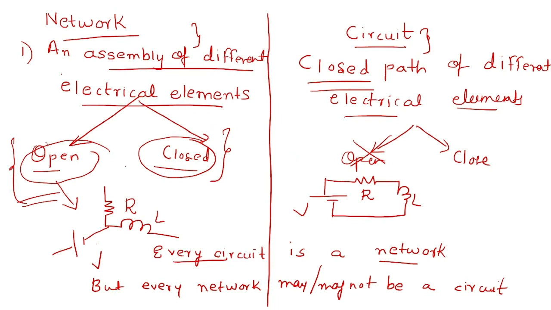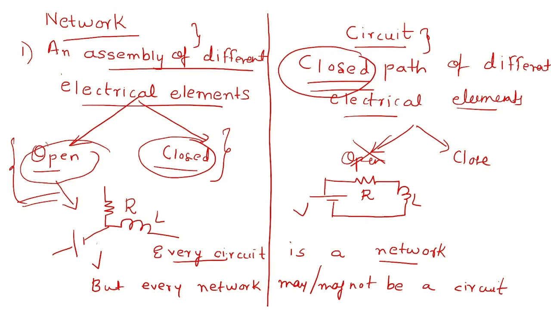So I'll just summarize to you. A network is an assembly of different electrical elements. It can be open, it can be closed. But a circuit is necessarily a closed path of different electrical elements.